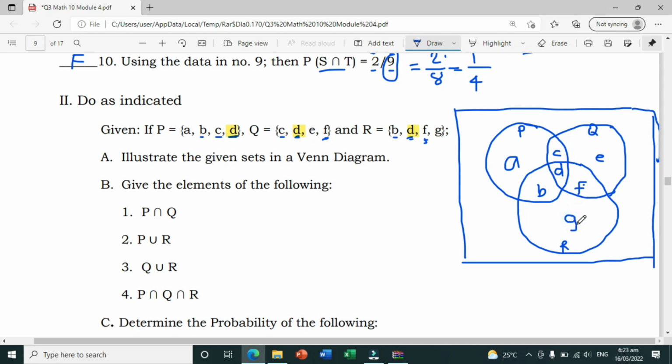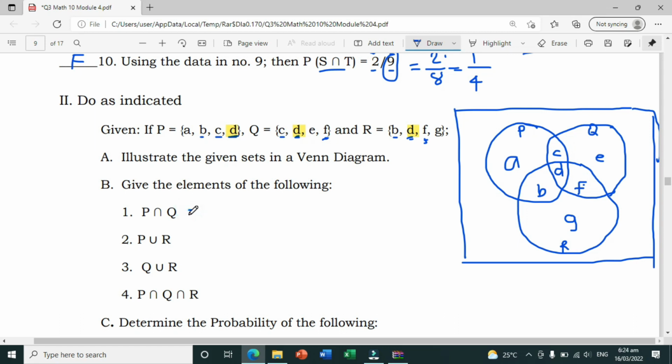So, it only means that sa P, meron lang siyang A na kay P lang makikita, wala kay Q at saka R. Yung E naman na element, kay Q lang na makikita, wala kay P at saka R. Yung G naman dito, kay R lang siya na element na wala kay P at saka Q. So, ito ngayon yung ating Venn diagram.